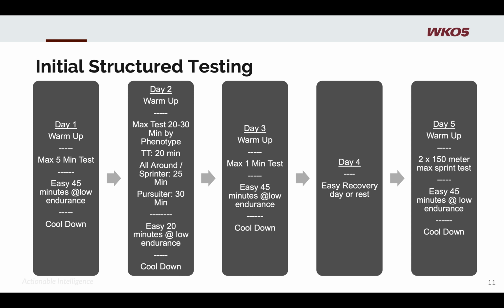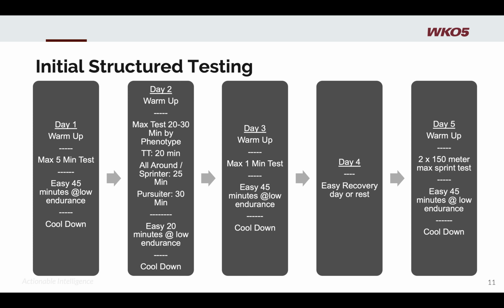Day two, again, your warm-up. Now we want a max 20 to 30 minute test based on your phenotype. If you've just started using WKO, just think about the type of rider you are and this will make sense. So TTers need a 20-minute test, an all-arounder or sprinter maybe 25, and a pursuiter more like 30 minutes. So if you're a pure TTer, you can go shorter. If you're a pure sprinter, you actually go in the middle. And a pursuiter, somebody with a lot of anaerobic capability, they actually want to go a little longer in that testing.